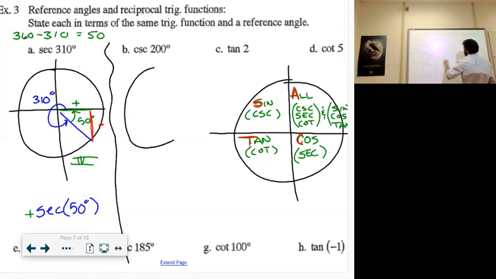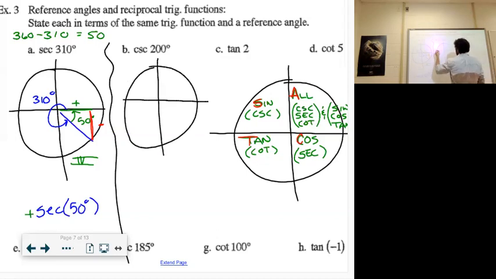Give myself a circle first. 200 degrees terminates just about there, right? That's my 200-degree angle. I'm going to give myself a little triangle here. So both the legs on my right triangle now are going to be negative because I'm down here in the third quadrant.